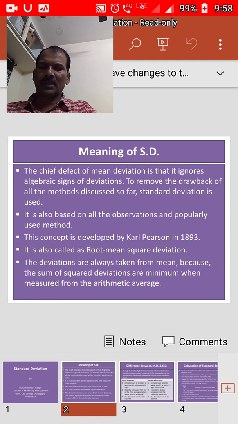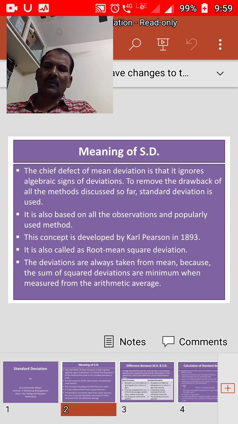Symbolically, it is expressed by the small Greek letter sigma. Large sigma is called summation. We use big sigma for summation and small sigma to represent the standard deviation. For calculating the standard deviation, the deviations are always taken from the mean.